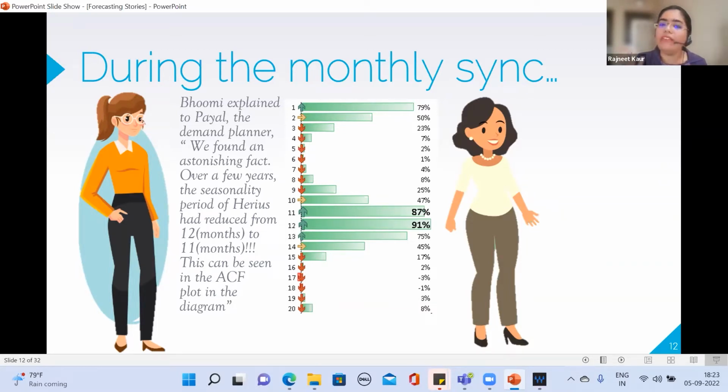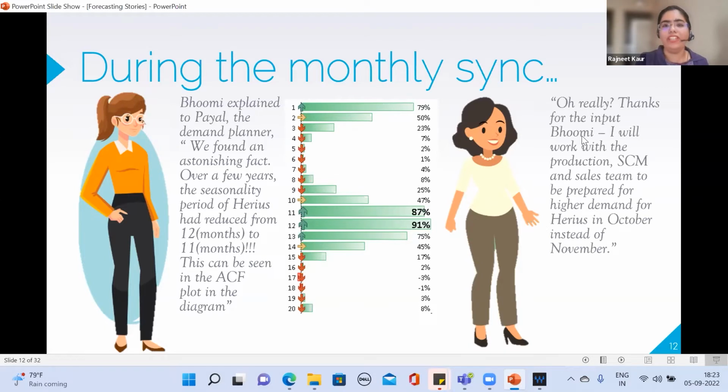And therefore, what would that mean? Even if I come to know this, what kind of business decisions I can take is very important. How will that information help Payal? First of all, it's very interesting, but how do we make that information useful? So this is how Payal can benefit from it. She says, oh, really? Thank you. So she's both surprised and thankful. And she plans that she'll work with the production team, SCM team, and sales team.